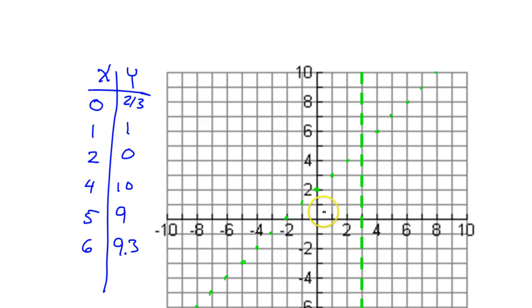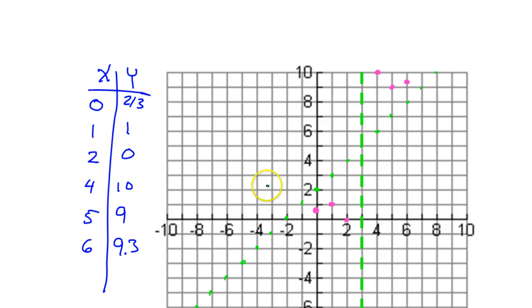Okay, so at 0, we're at 2/3. It's 2/3 of a square up, so that'll be about there. 1 comma 1, 2 comma 0. Okay, that gives us a good idea. And then we have 4 comma 10, which is up there. 5 comma 9. And 6 comma 9.3.